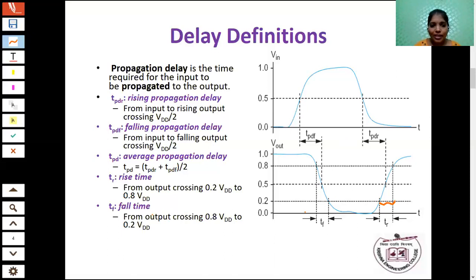Okay. So the meaning of fall time is when the output transitions from 80% to 20%. 80% to 20% means there is a fall in the output, that is, the output is reducing. So 80% to 20%, this gap, is called the fall time.